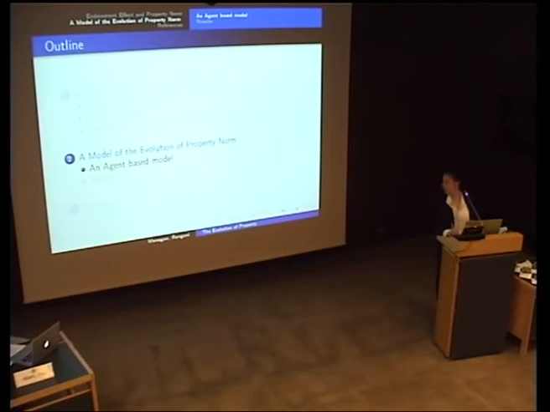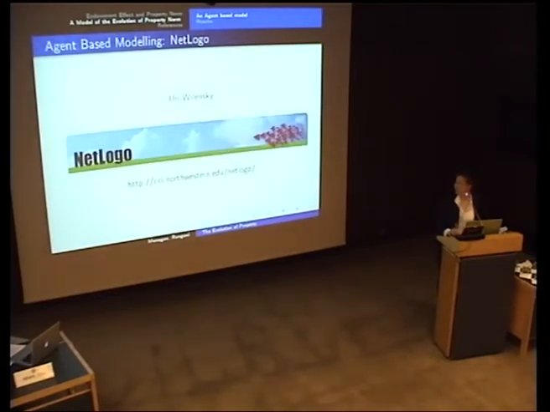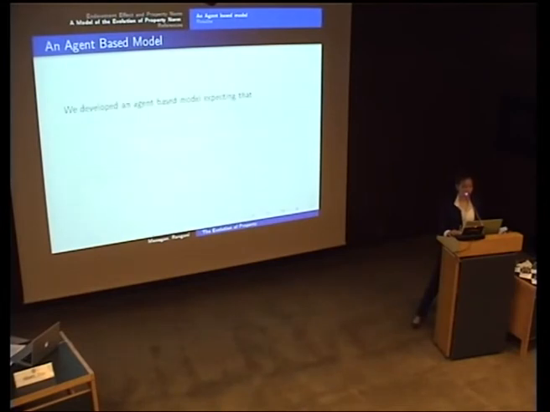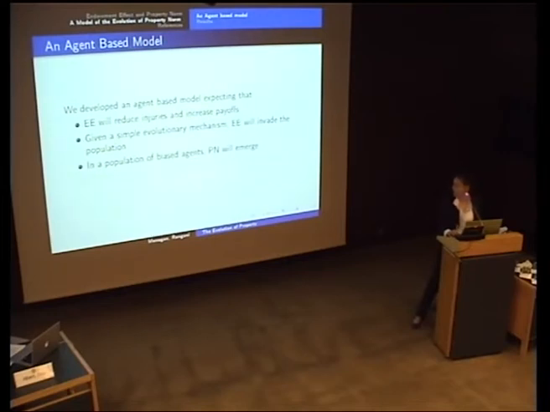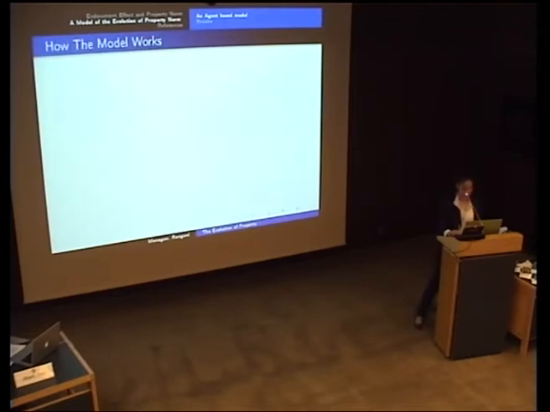Let's come to our agent-based model, which we developed using NetLogo. We developed this model expecting that the endowment effect will reduce injuries and increase payoff, as I have explained, and that given a simple evolutionary mechanism, the endowment effect will invade the population starting from a small number of biased agents. And in a population of biased agents, property norm will emerge. And this property norm will not be a pure equilibrium, which means there will be some fights and property will sometimes be stolen. How does this model work?